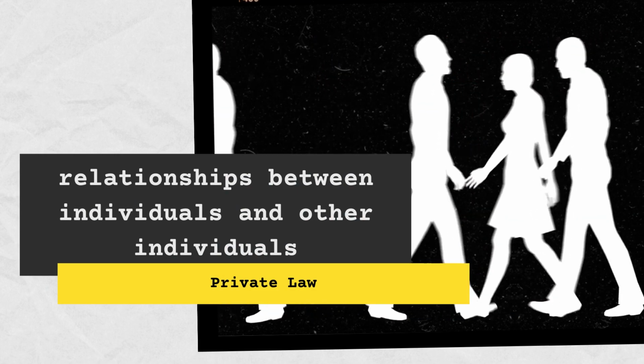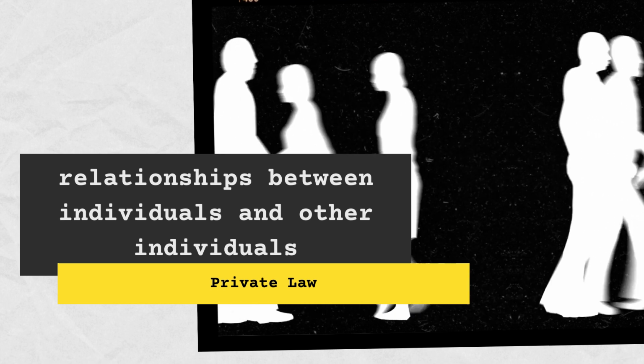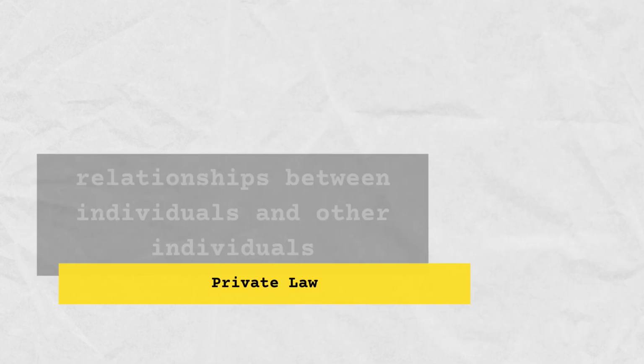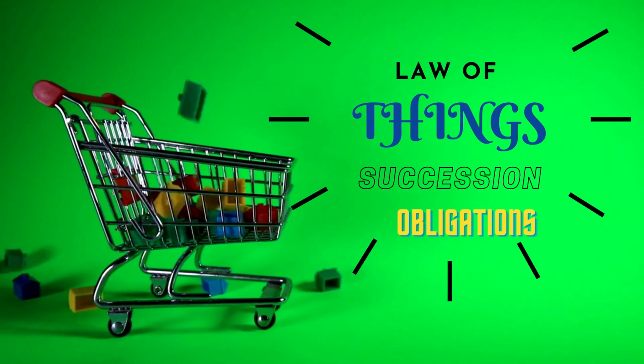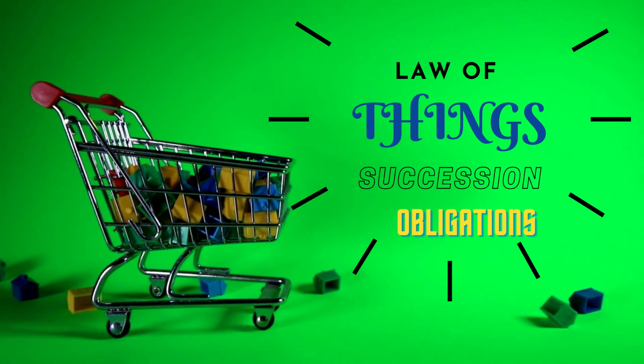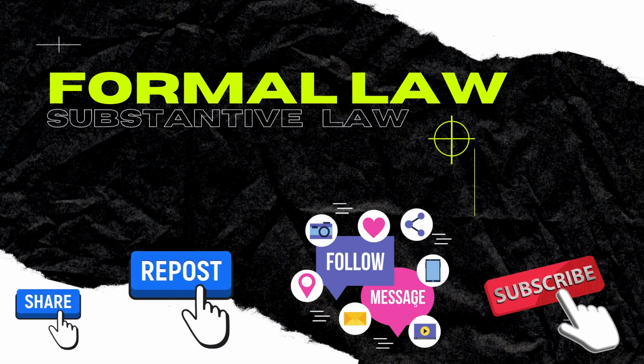An example of private law is law of patrimony. Law of patrimony is subdivided into the following: A. Law of things. B. Law of succession. C. Law of obligations. South African law can also be divided into formal law and substantive law.